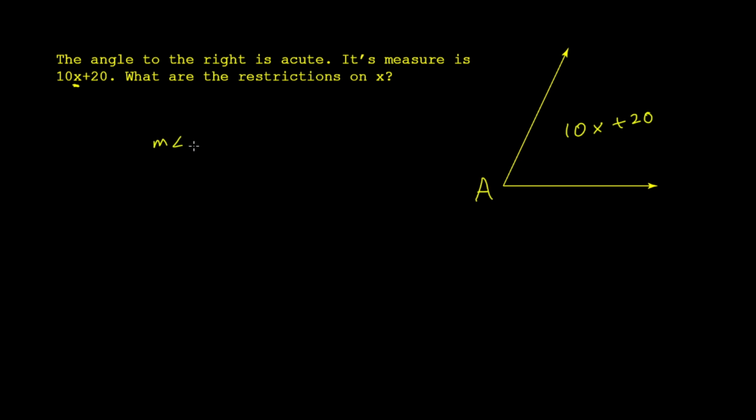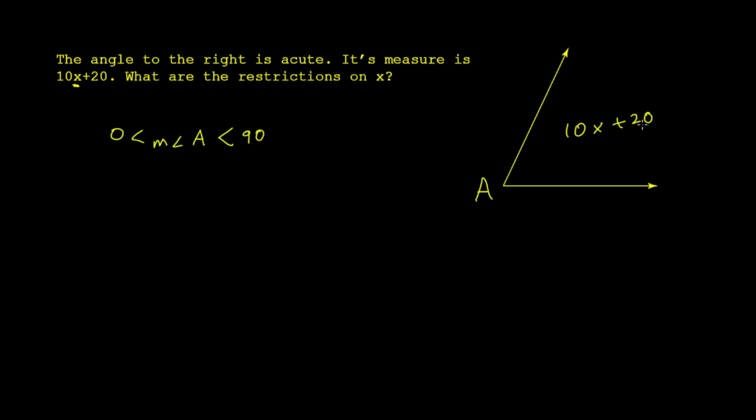So the measure of A must be greater than 0 and less than 90. Notice it's not greater than or equal to 0. It's not less than or equal to 90. It is greater than, less than, because you cannot have an angle with a measure of 0. That's not an angle. And an angle with a measure of 90 is a right angle. So it must be greater than, less than. So those are the restrictions on the angle.